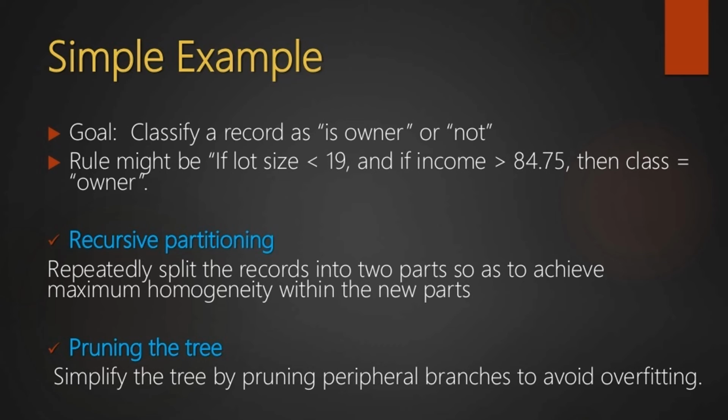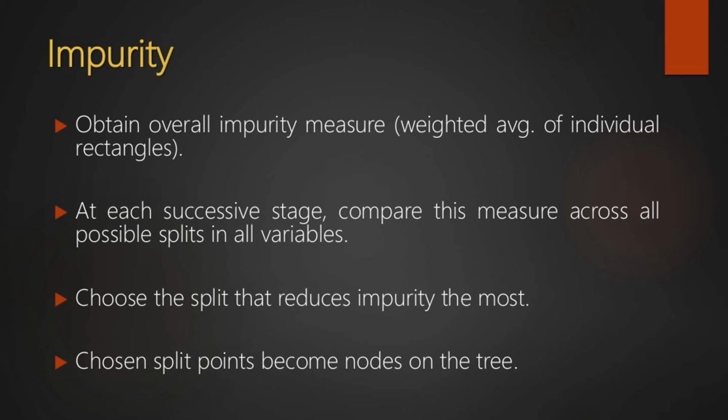Recursive partitioning: repeatedly split the records into two parts so as to achieve maximum homogeneity within the new parts. Pruning the tree: simplify the tree by pruning peripheral branches to avoid overfitting. Impurity: to obtain an overall impurity measure, take the weighted average of the individual rectangles. At each successive stage, compare this measure across all the possible splits in all variables. Choose the split that reduces the impurity the most. The chosen split points become the nodes on the tree.